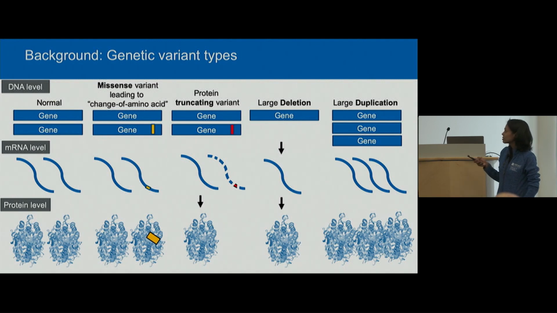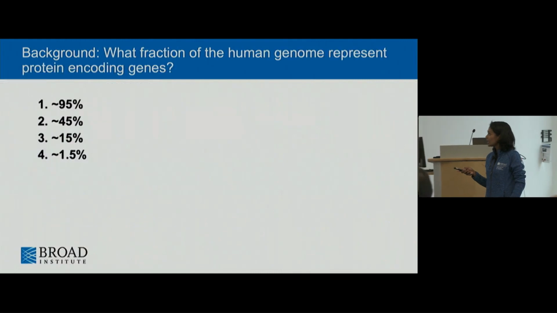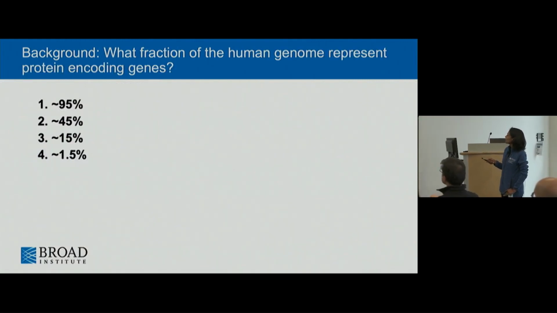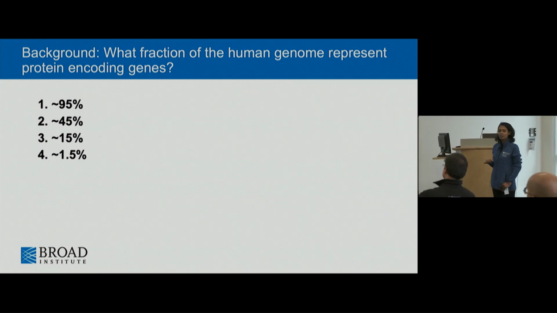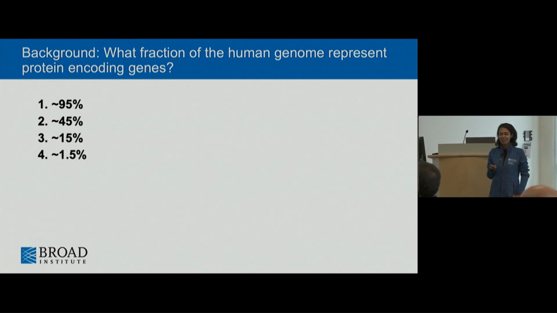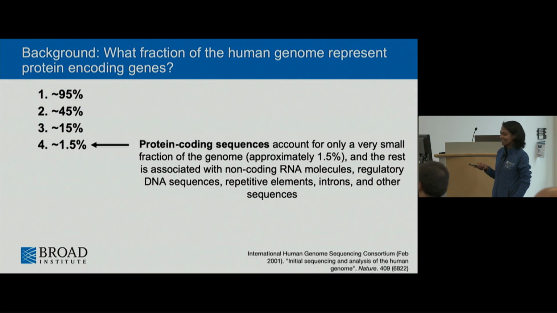Now that we know what the variant types could be and what the consequences of those variants on proteins could be, let's ask ourselves a question: what fraction of the human genome represents proteins, or protein coding sequence? We all know the answer, right? Yeah. So it's very, very little, right? Only 1.5% of the whole human genome sequence codes for protein.